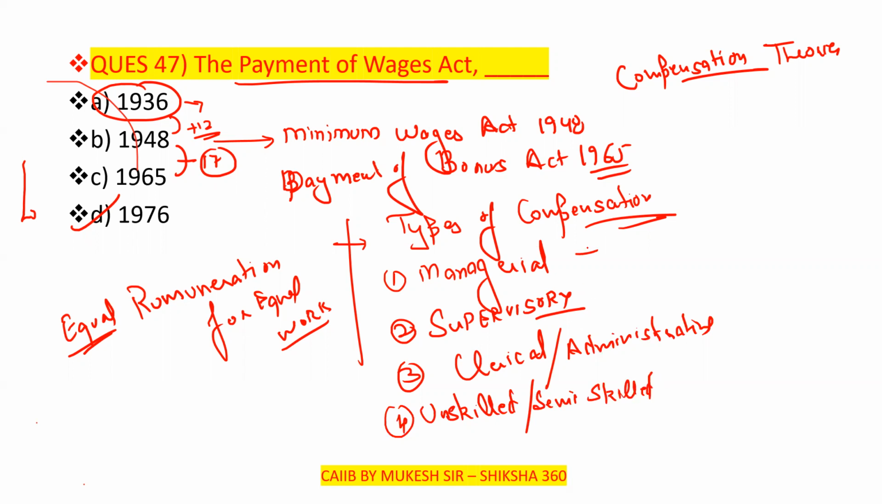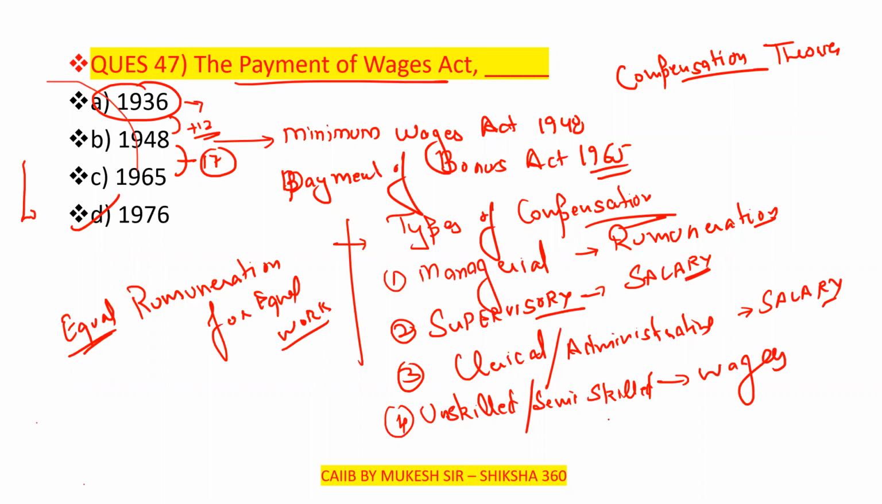For managerial, it is known as remuneration. For supervisory, it is known as salary. For clerical or administrative, it is also known as salary. For semi-skilled, unskilled or highly skilled, it is known as wages. Please remember that. This is one of the most important points from the examination point of view. These are the most important questions.